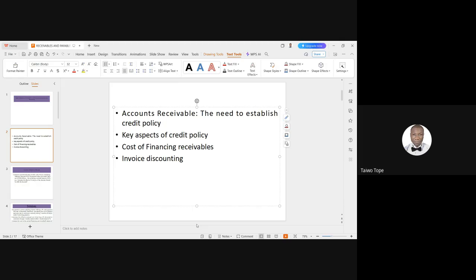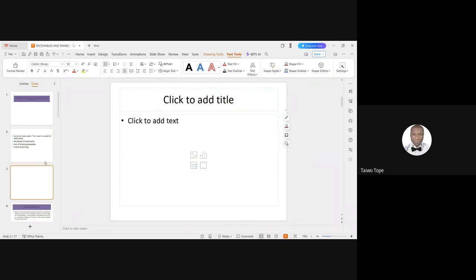Now, let's show how we can determine the finance cost of our receivables. For you to determine your receivable, what will you do? Let's say finance cost.